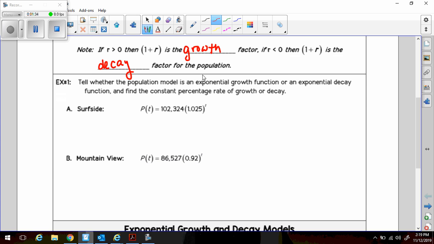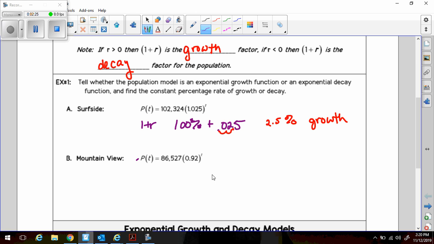Tell whether the population model is an exponential growth or decay function. Find the constant percentage rate of growth or decay. So they give you everything. This one, inside the parentheses is 1 plus R. That's 1.025. And this is 1, or 100%, plus 0.025. So if I want to know my actual percentage rate, I'm going to move it over to the right 2 times this time. So this is the same as 2.5%. And this is growth. It's bigger than 0.